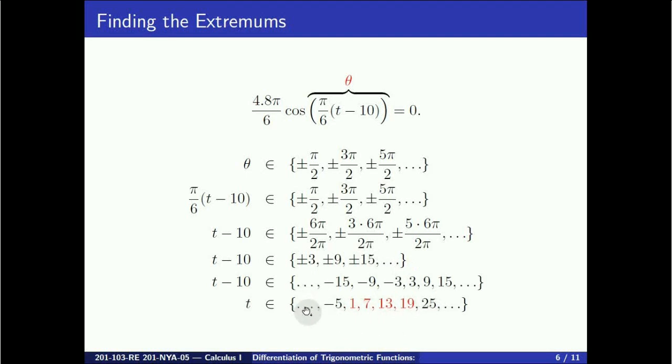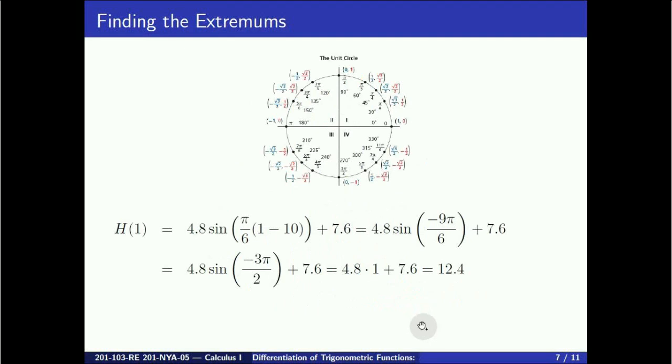and of course there's a whole bunch of other numbers to the left of minus 5 and to the right of 25, but we only care about those that are between 0 and 24 because we only care about what's happening during a full day. So we're only going to care about the values of t 1, 7, 13, and 19. So those are possible values of t where we're likely to get maximums and minimums.